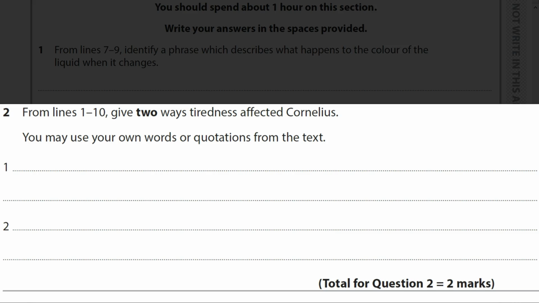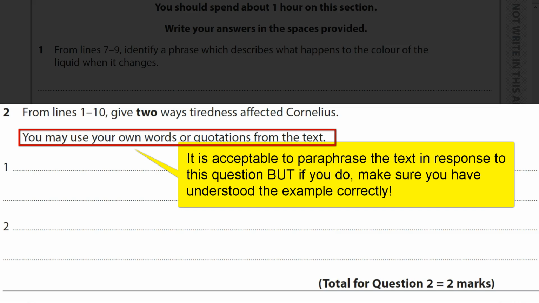For this question, you can either quote directly or you can paraphrase. It is probably safer to quote directly. The danger with paraphrasing using your own words is that you may have slightly misinterpreted the quotation. Whereas if you just lift the quotation and write it down, there's no question about whether you've understood it or not. If it's right, it's right. If it isn't, it isn't.